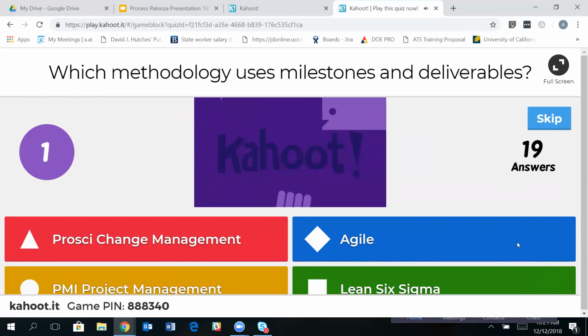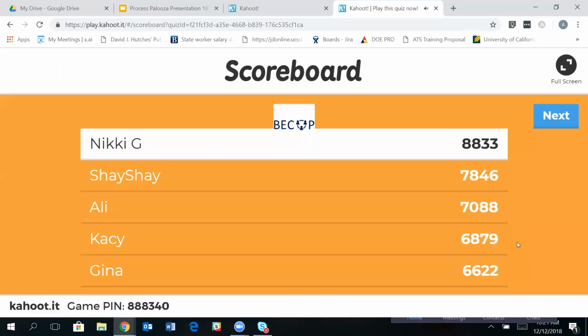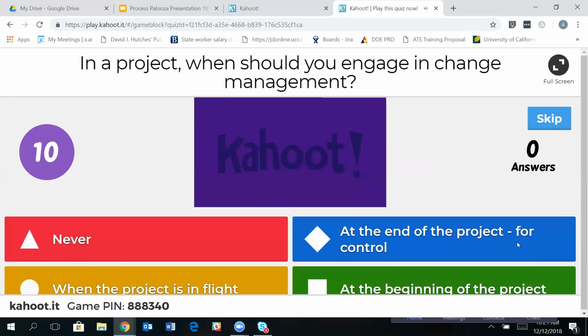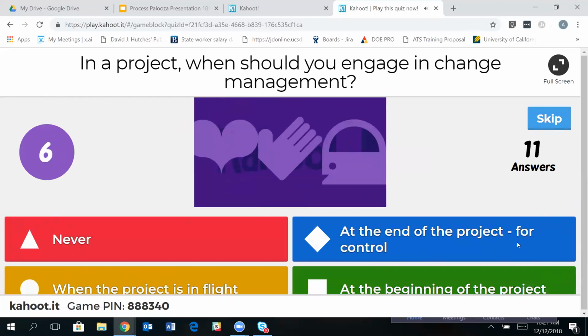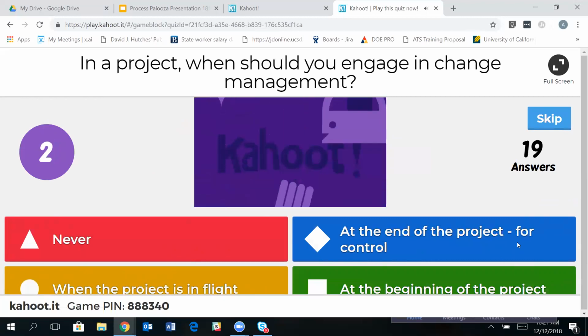Three, two, one. Milestones and deliverables. It's project management. Great. Ooh, Shay. Thumbs up. Good job. Okay, in a project, last question. When should you engage in change management? Three, two, one.